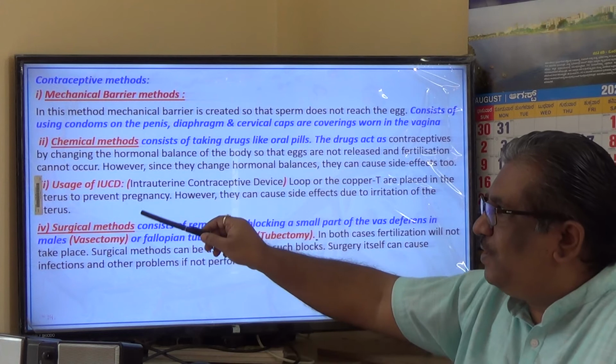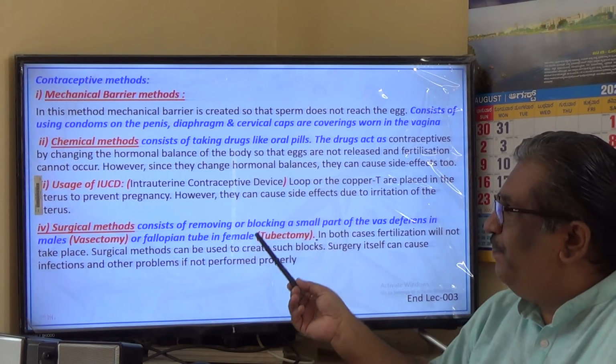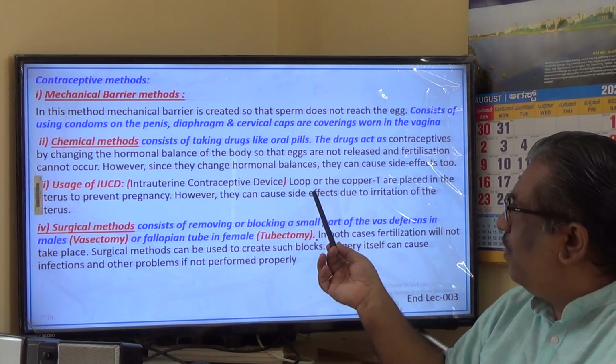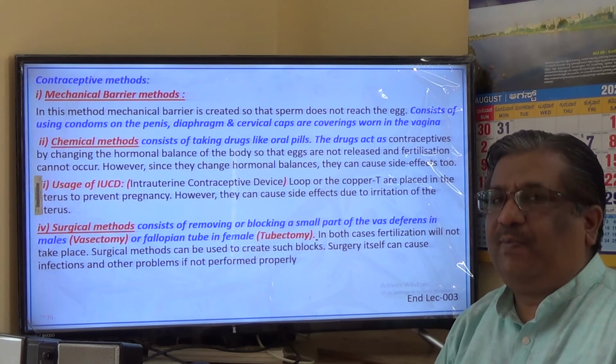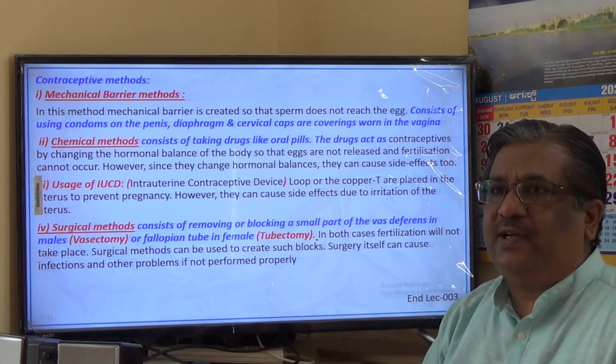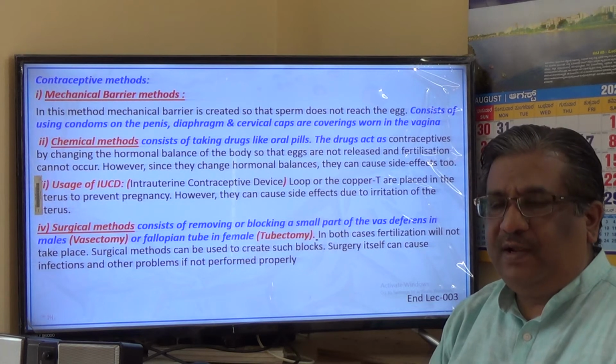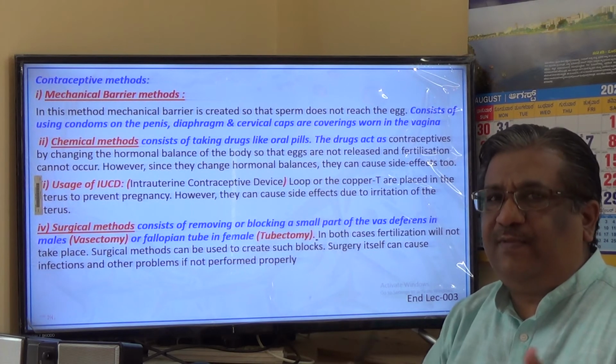And then comes usage of IUCD, intrauterine contraceptive device, generally loop or the copper T. These two are placed inside the uterus so that the sperm does not enter and move towards the ovary, or not move towards the eggs in the fallopian tube.